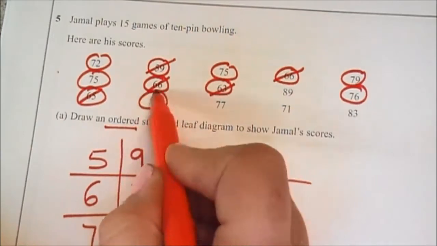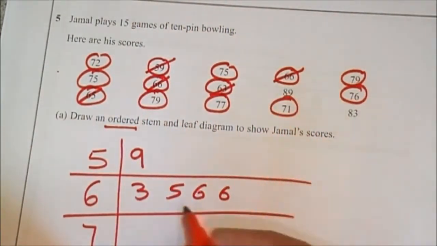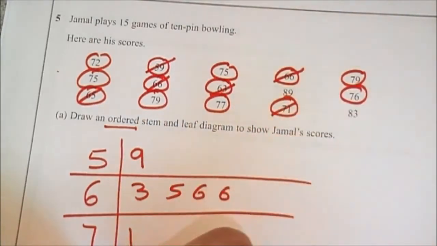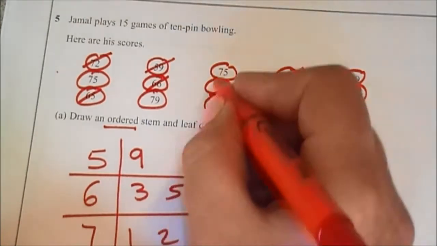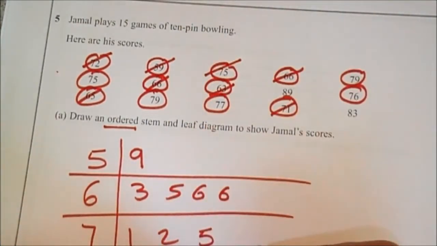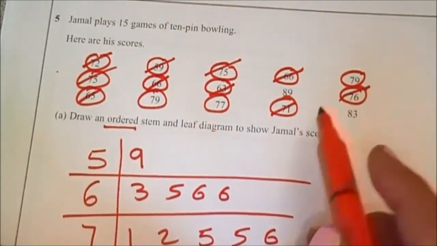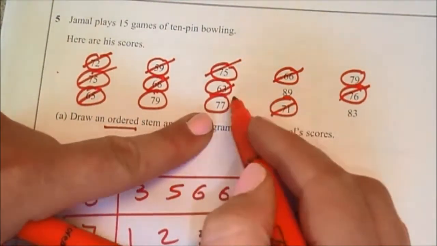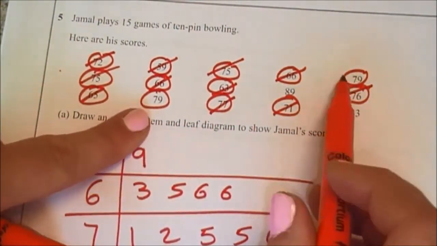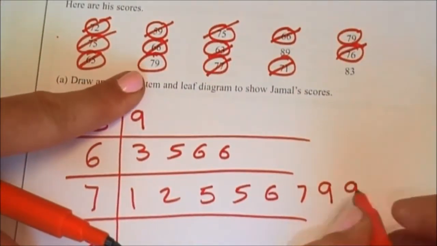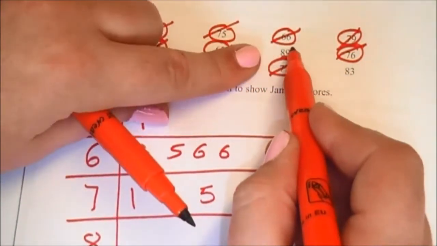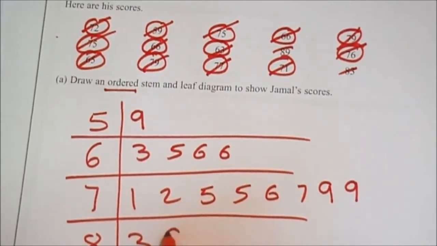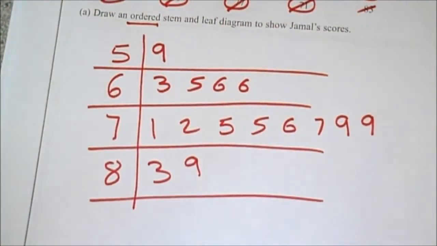Lots of 70s. So my lowest 70 is 71. Then I've got 72. Then I've got 75. Then I've got another 75. Then I've got 76. Then I've got 77. Then I've got 2 79s. And then my 80s, there's only 2 of them, 83 and 89. So that's an ordered stem and leaf diagram.